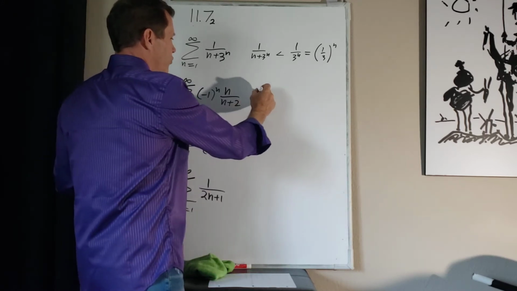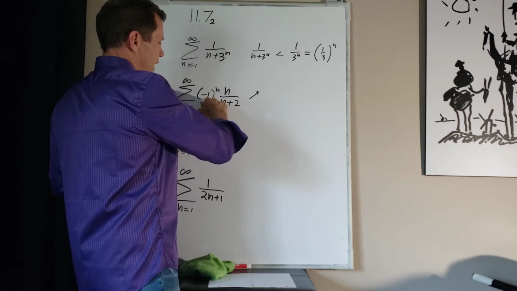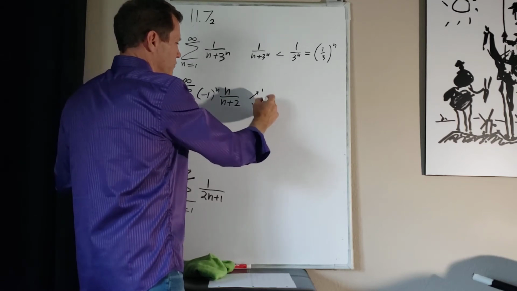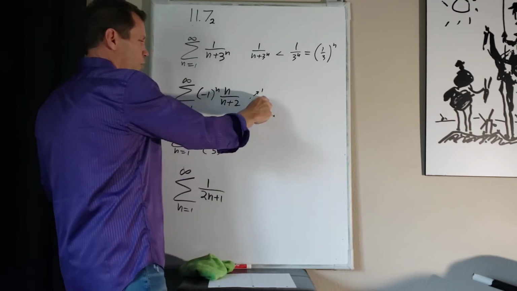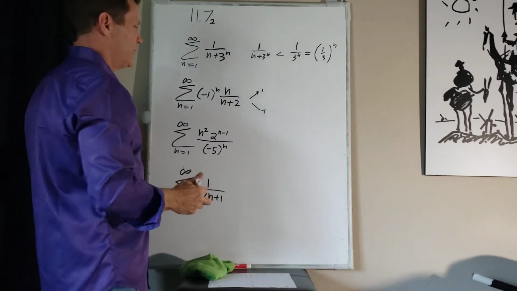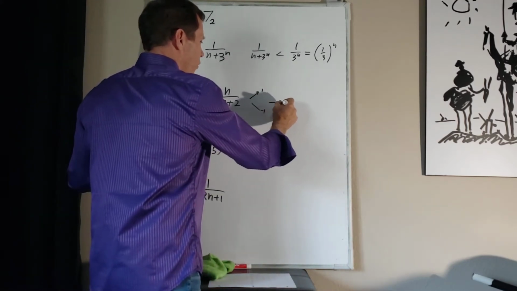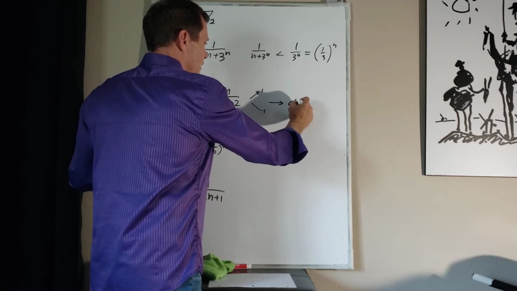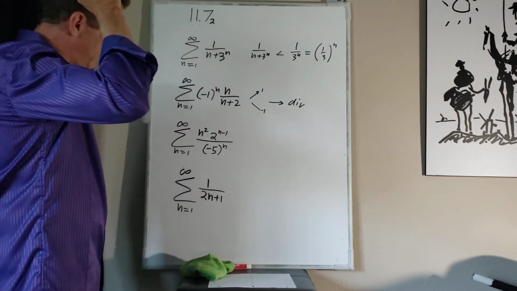This guy's actually going to go to a -1 and a +1. So it's going to bounce back and forth, getting closer and closer to 1 and closer to -1. So this guy does not go to 0. Therefore, this guy diverges. Okay.